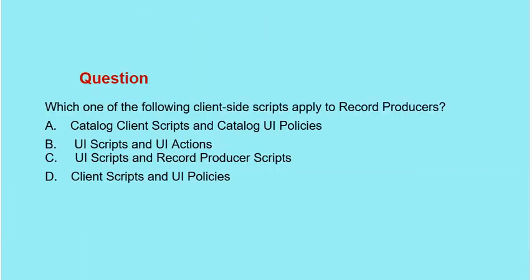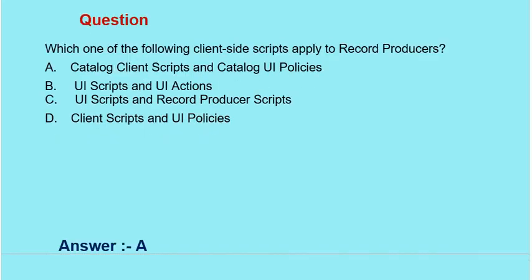Question is, which one of the following client-side scripts apply to record producers? Option A, catalog client scripts and catalog UI policies. Option B, UI scripts and UI actions. Option C, UI scripts and record producer scripts. Option D, client scripts and UI policies. Correct answer is option A.